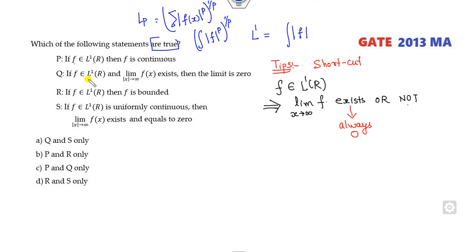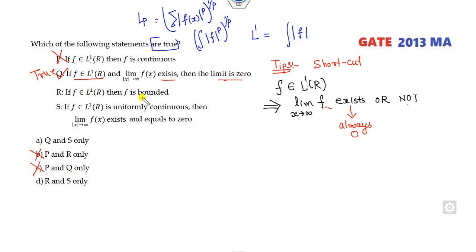Okay, which of the following statements is true? If f is L1, then f is continuous. This is not true because the limit may not exist. So this option is cancelled out, and this option cancel, this option cancel. So we can simply check s, or q and r. If f is my L1 and the limit exists, then the limit is 0. This is my correct statement.